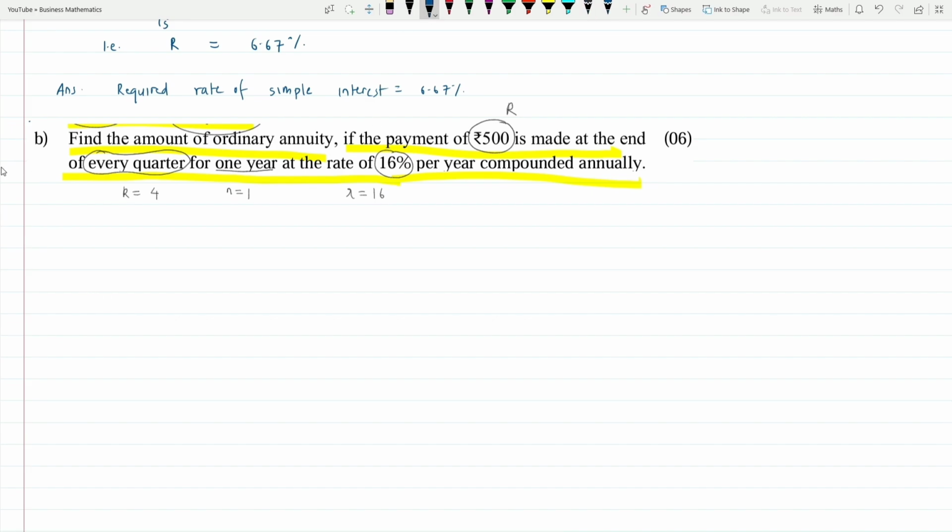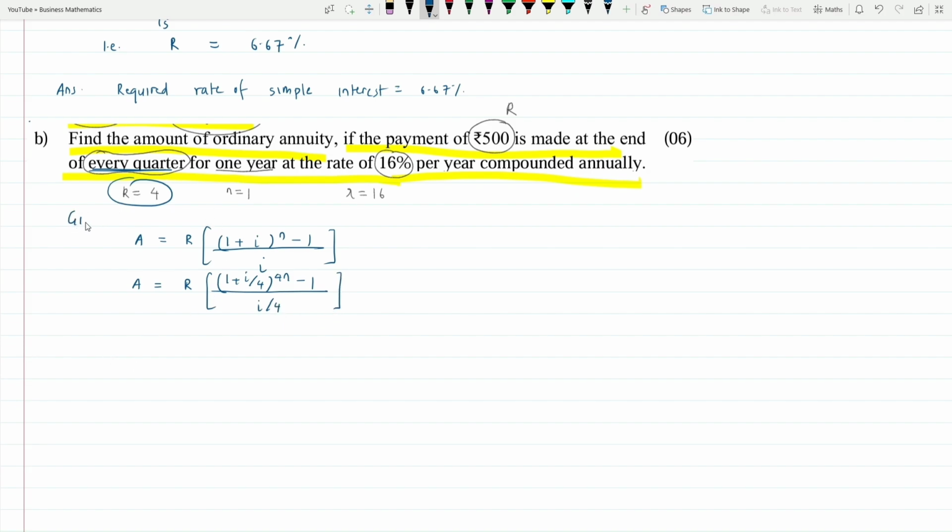Now coming to the formula of annuity, the formula of ordinary annuity is A is equal to R times (1 plus I) raised to n minus 1, upon I. Now, since we have to deal with every quarter, we need to add this multiplier in the formula. So we are going to modify the formula and say that A is equal to R times (1 plus I divided by 4) raised to 4n, minus 1, divided by I divided by 4.